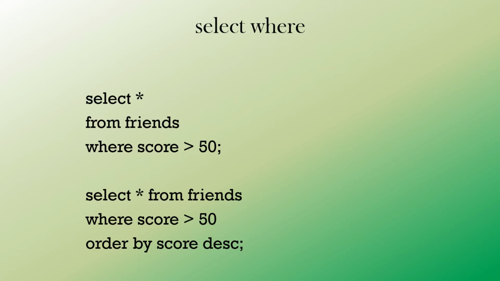We could have scores that are greater than 50, and we could have scores greater than 50 and then ordered. Here descending, so we have the highest score that's greater than 50. In order, we will list all the scores that are greater than 50, from the highest to the lowest.